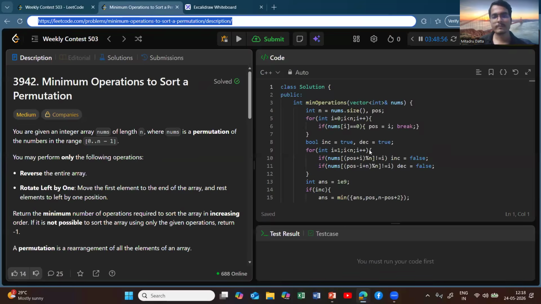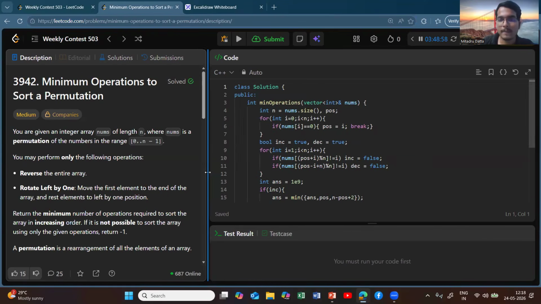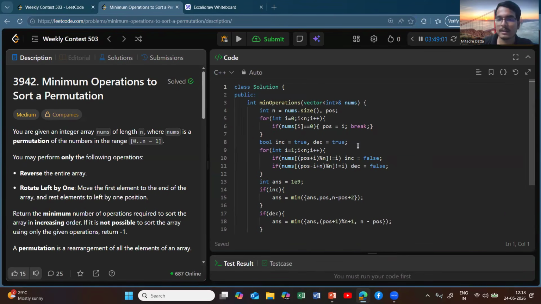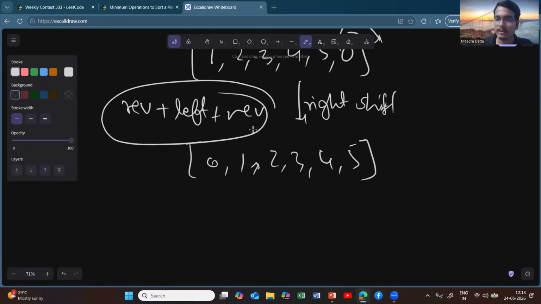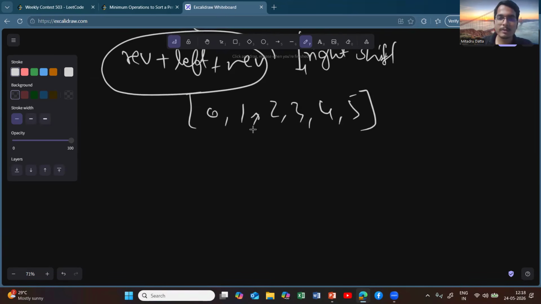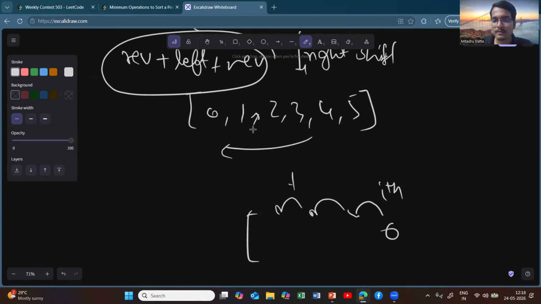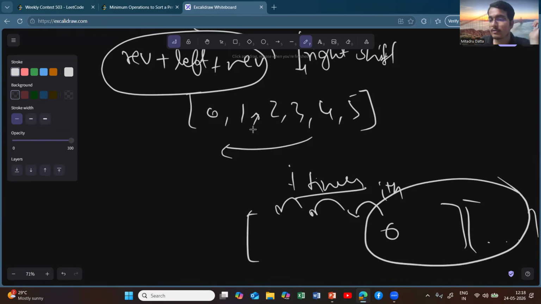So what do I do? At first, I get the array, right? I find the position of the zero. Why do I find the position of the zero? See, 0 needs to be present at the first position, right? So let's say 0 is present in the ith position. I know that I need to shift my 0 i number of times. Okay, and the array must be cyclic. That is, if you write the array side by side 2 times, you must get the array which you want, from 0 to n minus 1. This array you should get, or the reverse array you should get if you write it side by side.